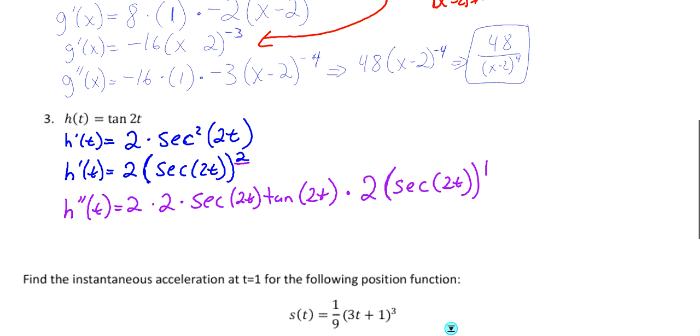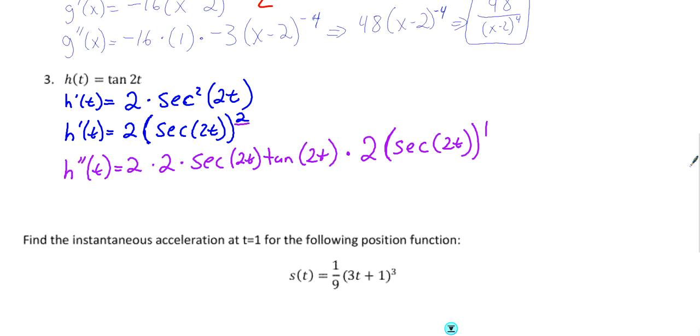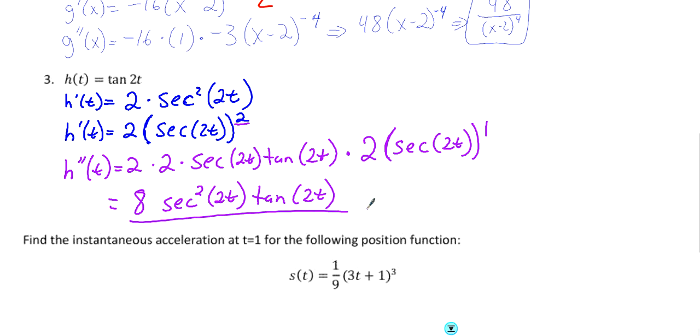Okay? And then again, like I said, we're going to simplify a little bit. And I got 2 times 2 times 2, which is 8. And then here I have secant of 2t times this secant 2t, which is going to be secant squared 2t times tangent 2t. And that's my second derivative. Okay?